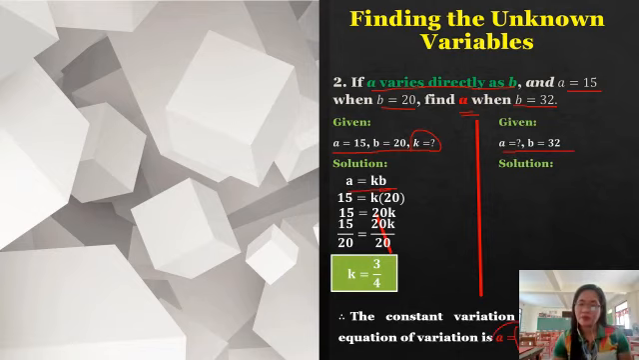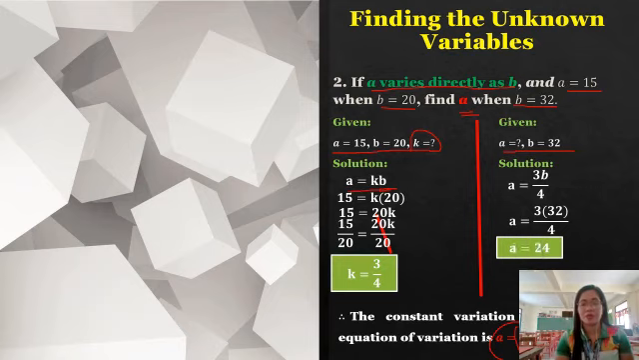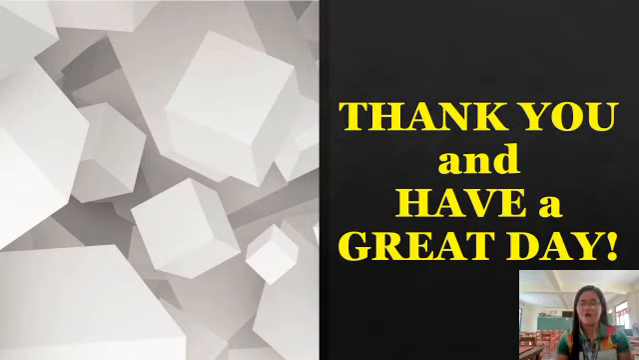Now we use this equation for the second set of the solution. We substitute: the value of a in the second set is unknown, and the value of b is 32. Then simplify what is inside the parentheses. That is 3 times 32, which is 96, and 96 divided by 4 is 24. So the value of a is 24.